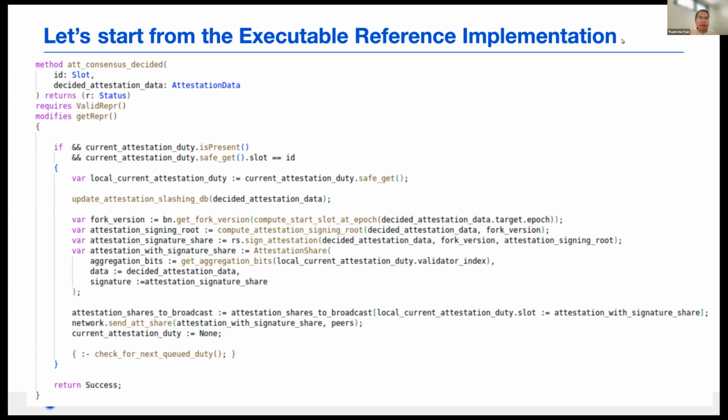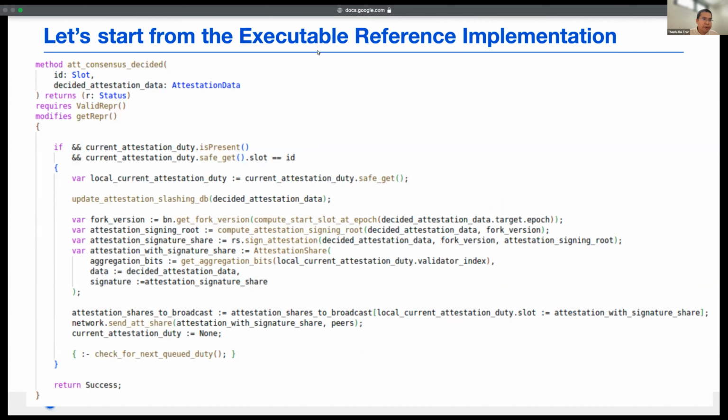And let's start from the executable reference implementation. This is the code in Dafny for a method called attestation consensus decided. And you can see that this code is very similar to C or Python. So I guess that everyone can understand what is written in this code.